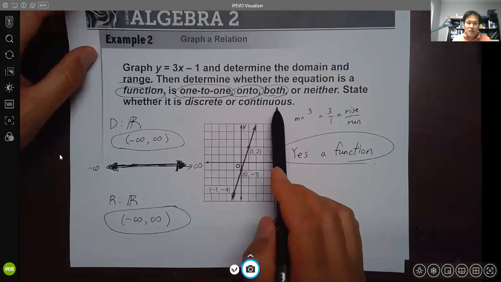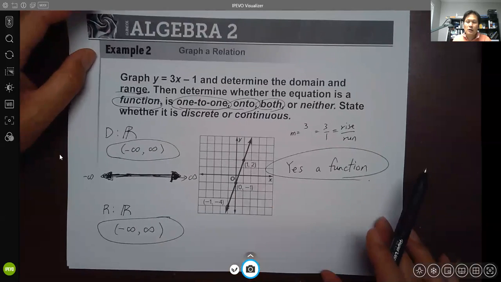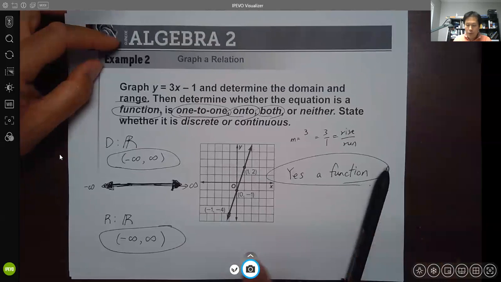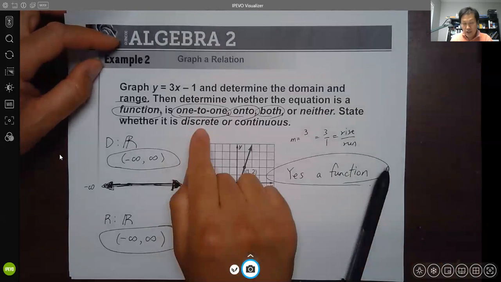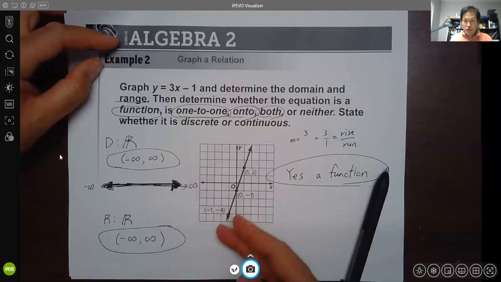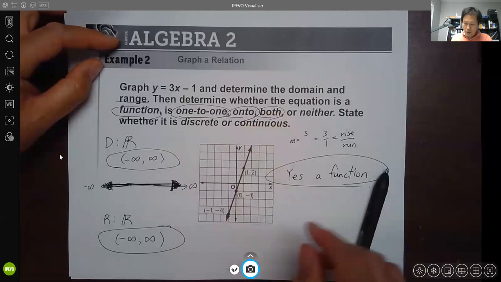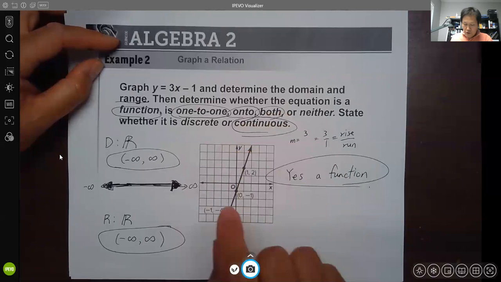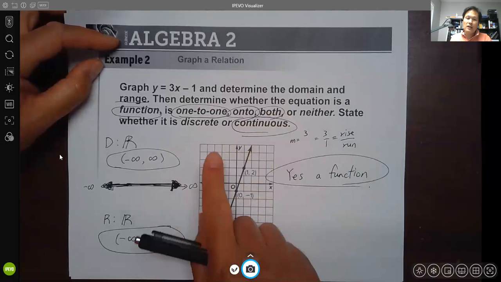Discrete, continuous. Okay, discrete means like a point, not connected. That's what we mean by discrete. Continuous means it's all connected together. Of course, it's continuous. If you see points, then that's discrete.